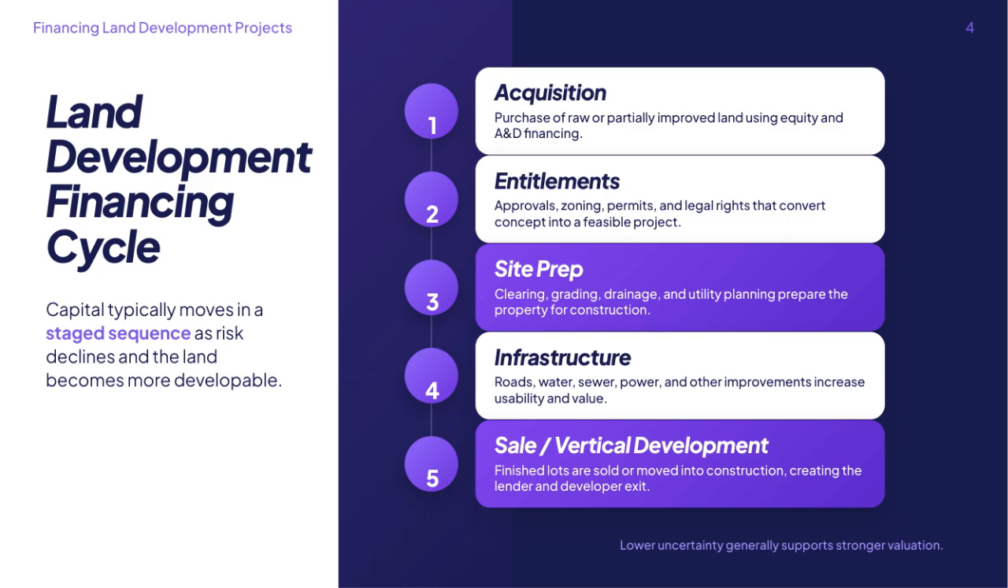After that, site preparation takes place. This includes clearing the land, grading, managing drainage, and planning utilities to get the property ready for construction. Then comes infrastructure development, where essential improvements like roads, water, sewer, and power are installed, which greatly enhances the land's usability and value. Finally, the land reaches a sale or vertical development stage, where finished lots are either sold or developed further, allowing lenders and developers to exit the project. Throughout this process, as uncertainty decreases, the land's valuation generally becomes stronger, attracting more financing and investment.